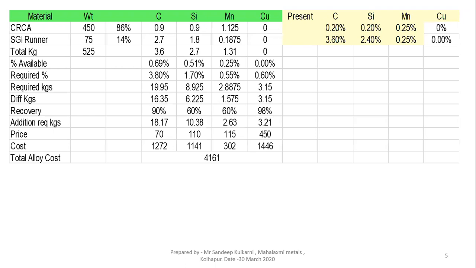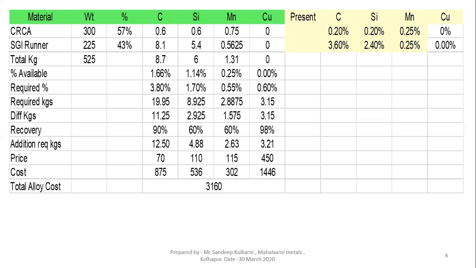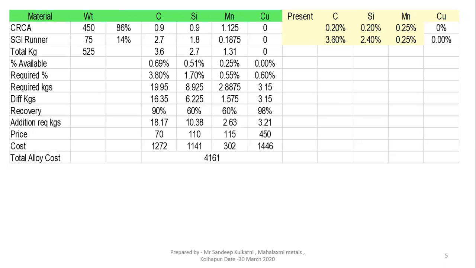Now we change CRCA to 450 kg and runner riser to 75 kg. So from 57% of CRCA and 43% of runner riser, we have changed to 86% of CRCA and 14% of runner riser. The cost goes up to 4,161 rupees per heat, meaning almost 1,000 rupees extra.